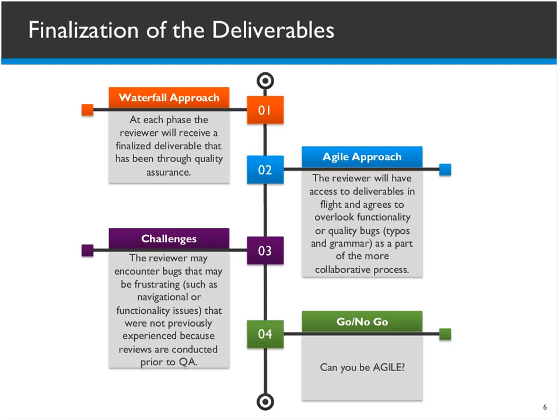So a couple of them would be, for example, the finalization of the deliverables. If we're talking about the waterfall approach, or the typical ADDIE model, the reviewers have an expectation that everything has a polished look and feel by the time they're done. So when they get a module for review, whether it be a storyboard, an alpha version, or a beta version, they have a level of expectation that it's going to be fully functional, it's going to work, there's not going to be typos, everything's going to be almost as if it's complete.